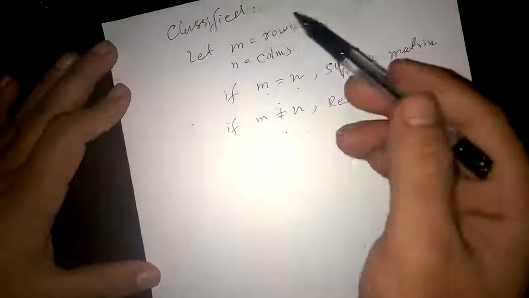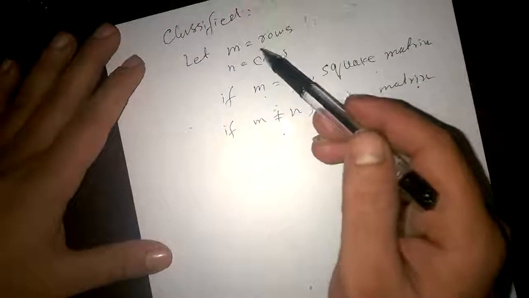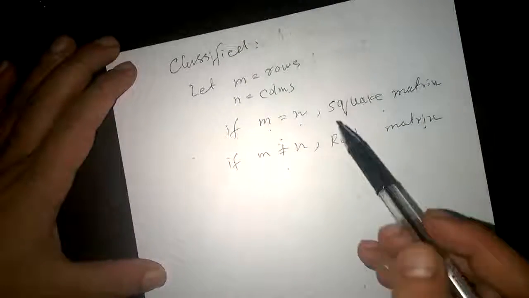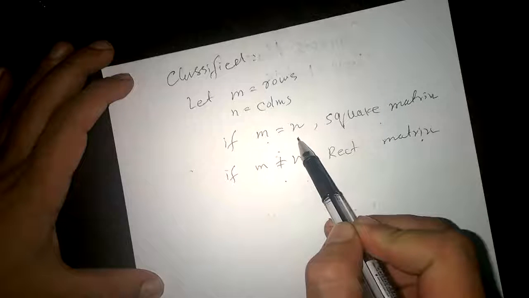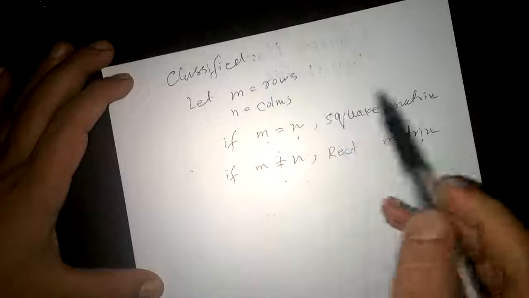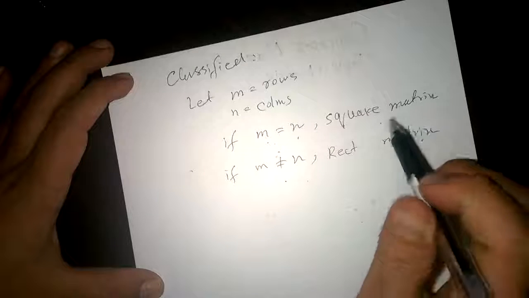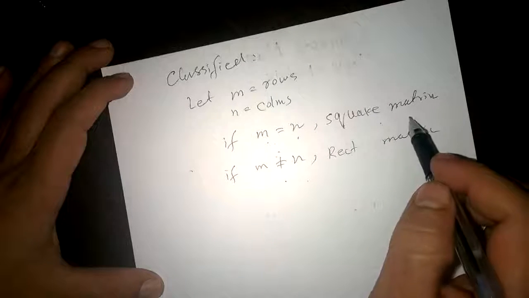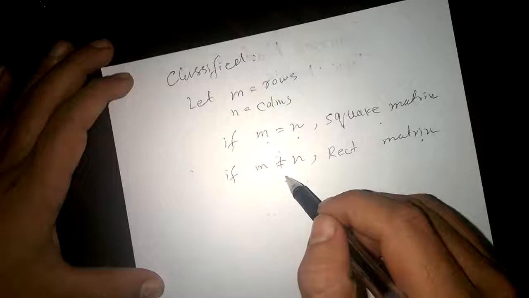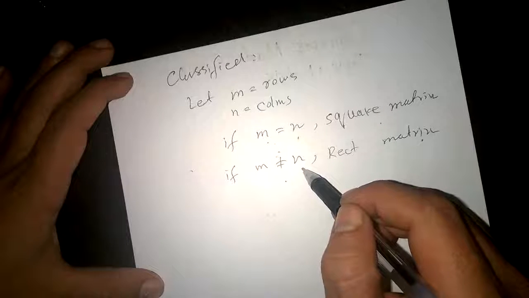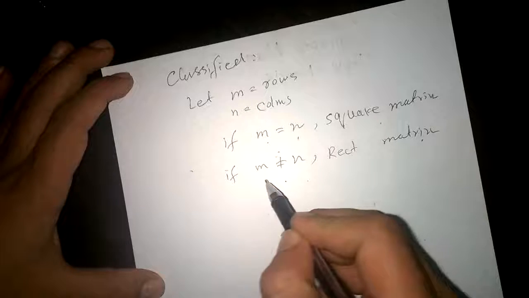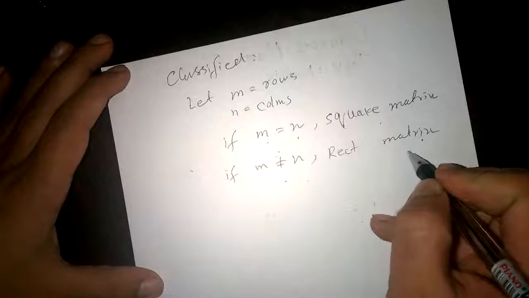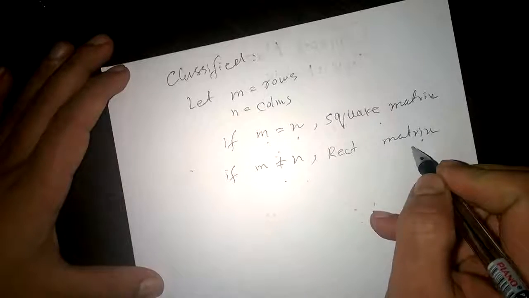Further, using the order of the matrix, let m be the rows and n be the columns of the matrix. If the number of rows is equal to the number of columns, we call that matrix a square matrix. If the number of rows does not equal the number of columns in a matrix, we call that a rectangular matrix.